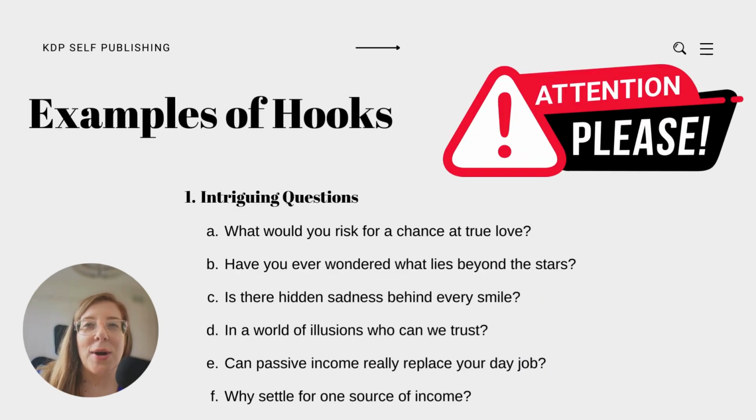All right, so now let's talk about examples of hooks. One way that you can create an engaging entry into your description is to start with an intriguing question. Here are a couple examples. For instance, what would you risk for the chance at true love? Have you ever wondered what lies beyond the stars?